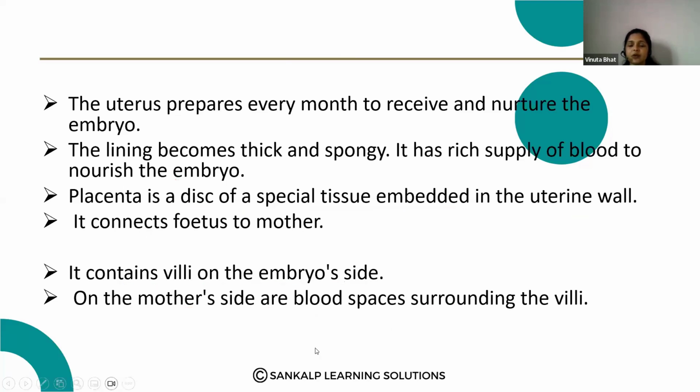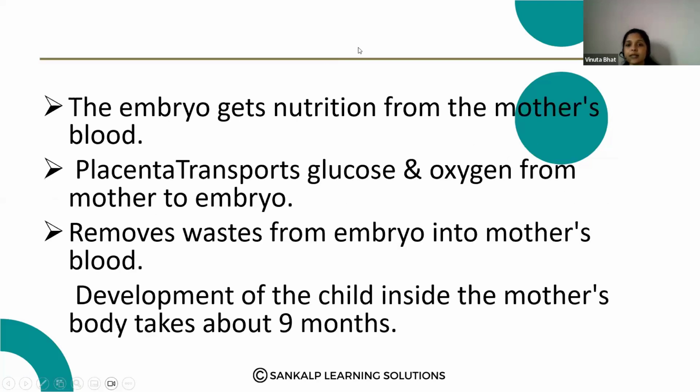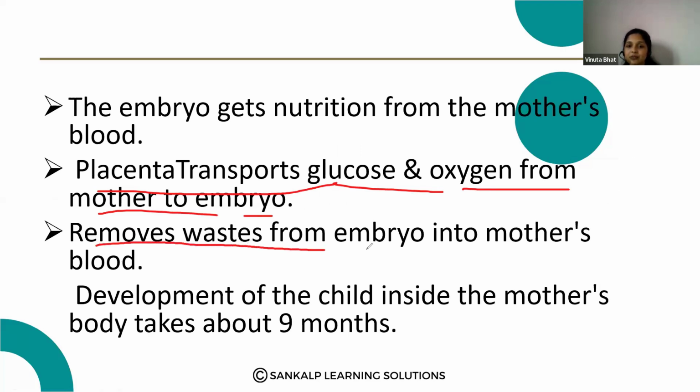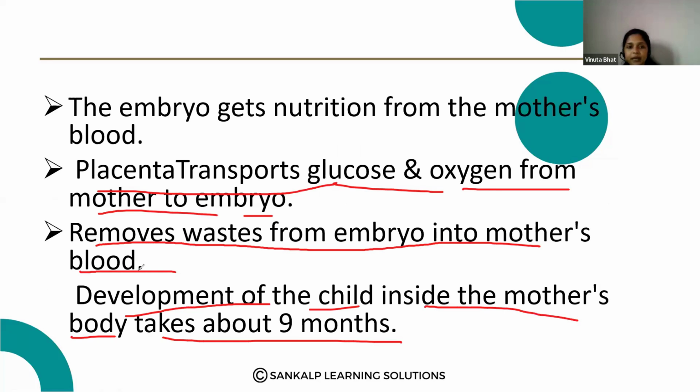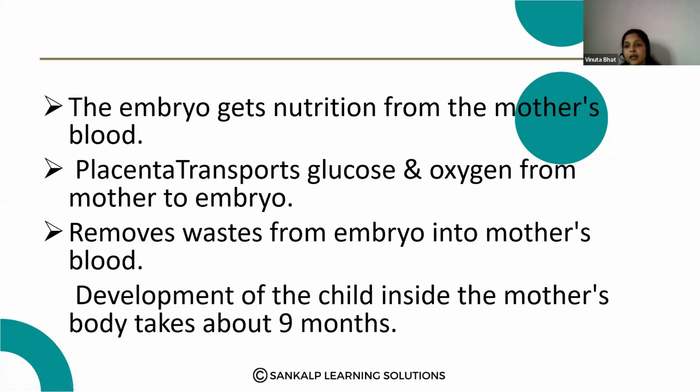So this is how the development of the fetus takes place after fertilization. The embryo gets nourishment from the mother's blood. The placenta transports glucose and oxygen from the mother to the embryo, and it also removes waste from the embryo into the mother's blood. Development of the child inside the mother's body takes about 9 months. So after fertilization, when the embryo attaches to the walls of the uterus, the development of the fetus takes place in this way.